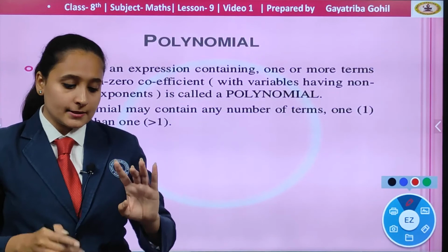AB plus BC plus CD plus DA, 4 terms, polynomial. PQR, only one term, monomial. P square Q plus PQ square, 2 terms are there, binomial. 2p plus 2q, again you have 2 terms, so it will be binomial. So, everywhere that you have polynomial, it does not fit in the category of monomial, binomial or trinomial. Therefore, it is called a polynomial, right. So, this is how you differentiate between different expressions.